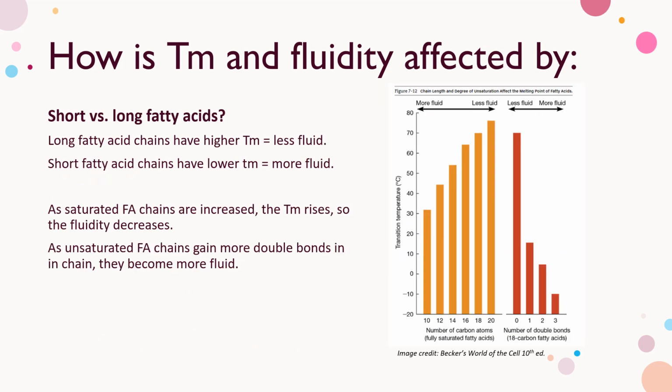This next slide goes hand in hand with the previous slide. How do short and long fatty acid chains affect the transition temperature and fluidity of membranes? Well, long fatty acid chains tend to be less fluid, meaning that they have a higher transition temperature. Short fatty acid chains tend to be more fluid, meaning that they have a lower transition temperature. This image that I included here depicts how the amount of carbons affect fluidity in membranes. As you add more and more carbons, you increase the length of the fatty acid and you get less fluidity.